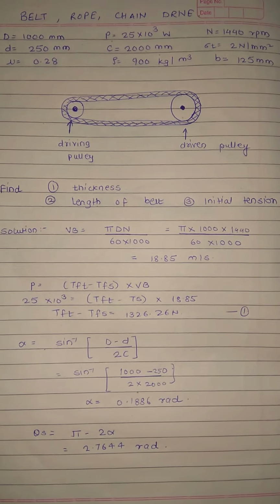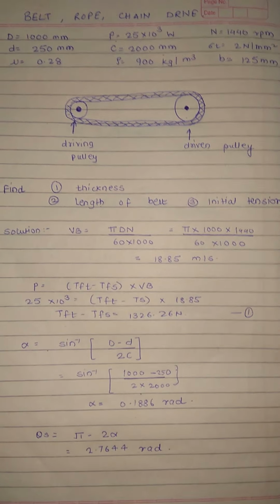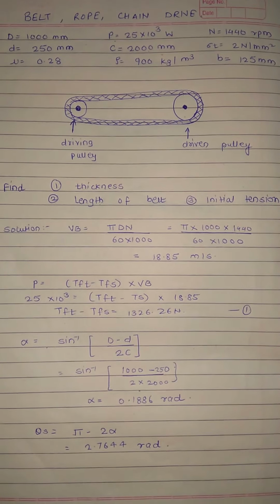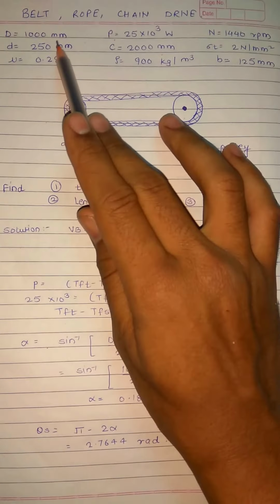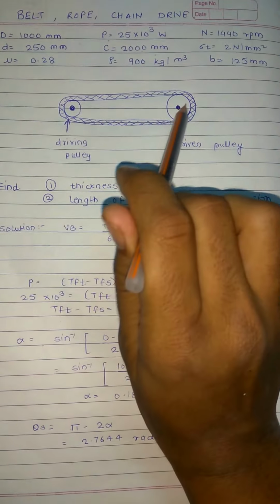The problems are pretty simple and we have to find only three things, that is thickness, length of the belt and initial tension in the belt. The data is always given to us. Diameter is given, that is 1000 mm. It is of the larger pulley.